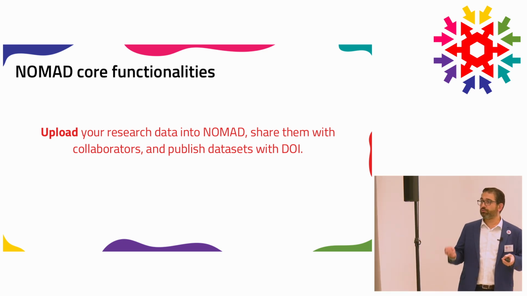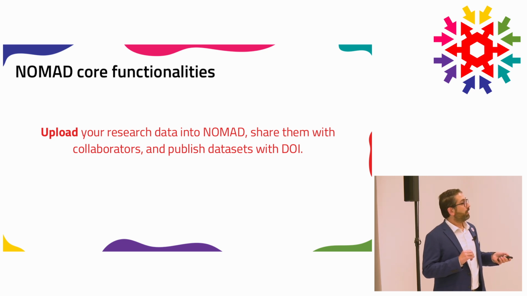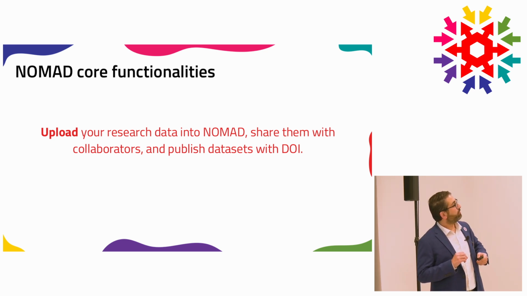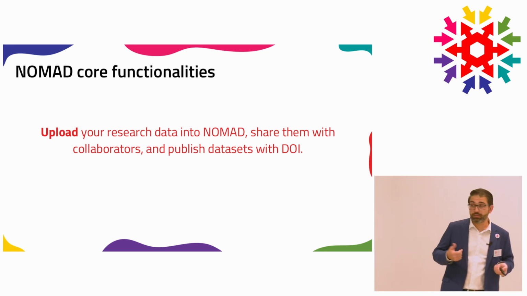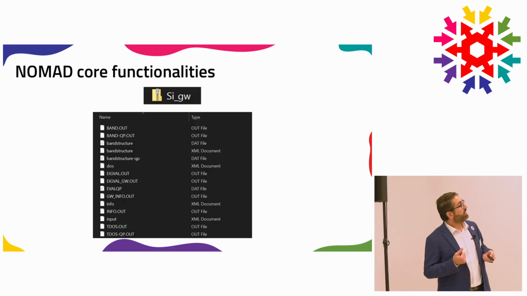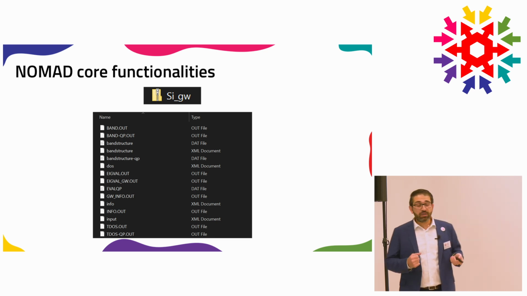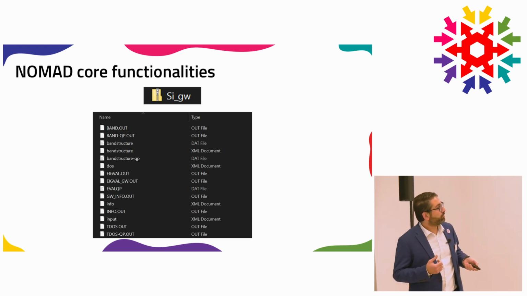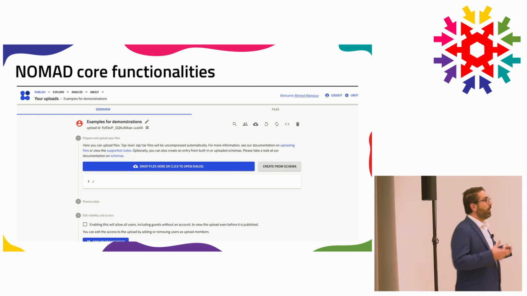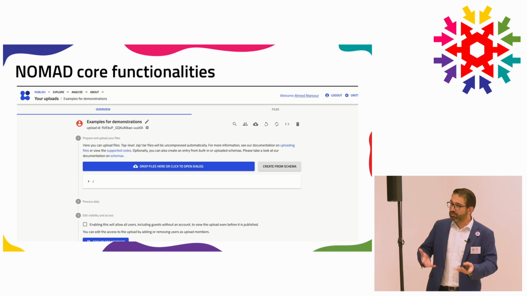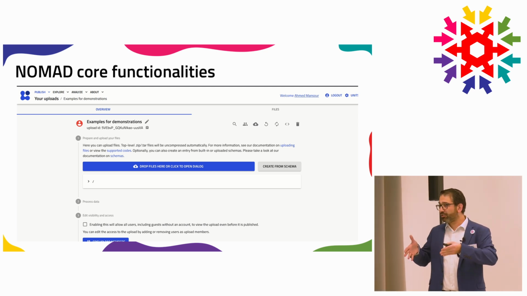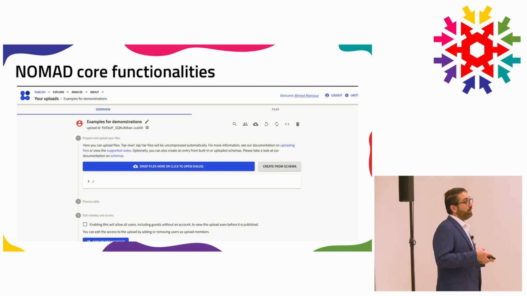What the user has to do is just to drop their files into NOMAD, as I show in the fourth functionality, which is uploading your research data, sharing them with colleagues and collaborators, as well as publishing data sets with DOI. I'm showing an example here of a computation on a silicon material. You have your input and output files. You just compress them in a .zip or tar folder, and then you drop them into NOMAD. What happens at the moment is NOMAD tries to associate this file to a specific parser that reads the file and associates it to a specific structure, data schema, that then populates the archive.